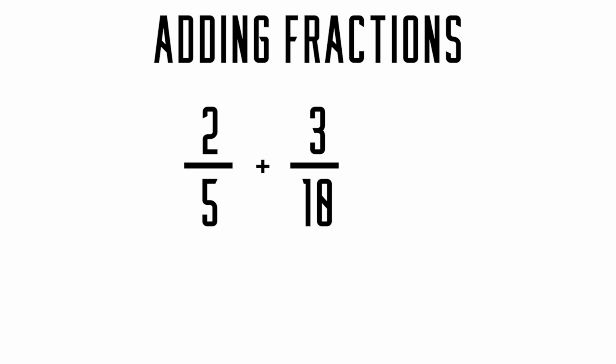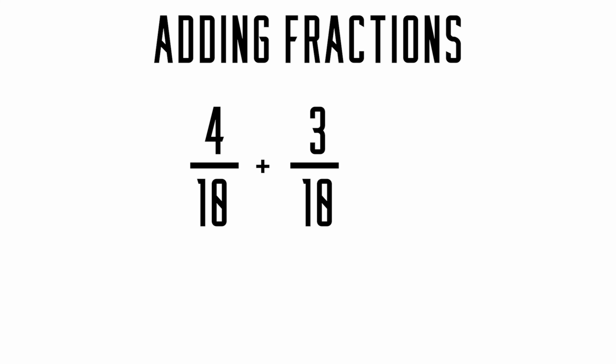Now the 3/10 is already written in tenths, so we will leave that alone. We're going to look to convert the 2/5 into tenths. Now, as I said, the 5 goes into 10 twice, so we would multiply the 5 by 2. What we do to the bottom part of the fraction, we must do to the top part. So we will multiply the 2 by 2 as well. If we do so, we will turn 2/5 into 4/10.